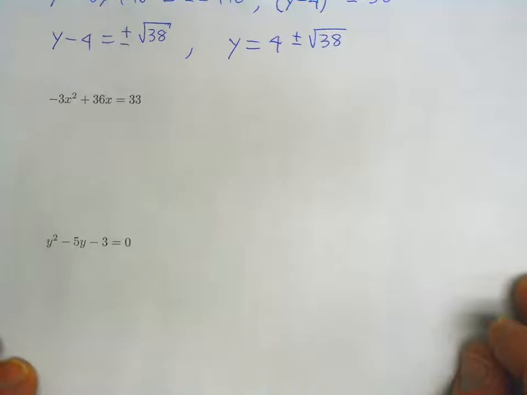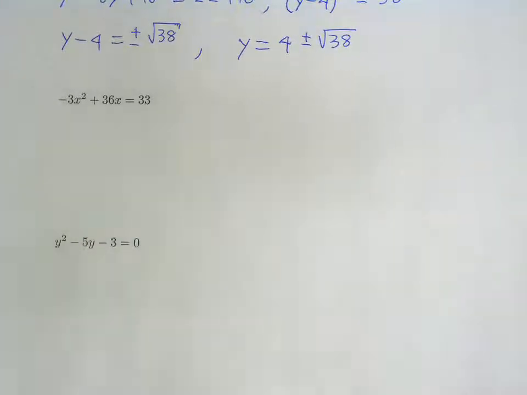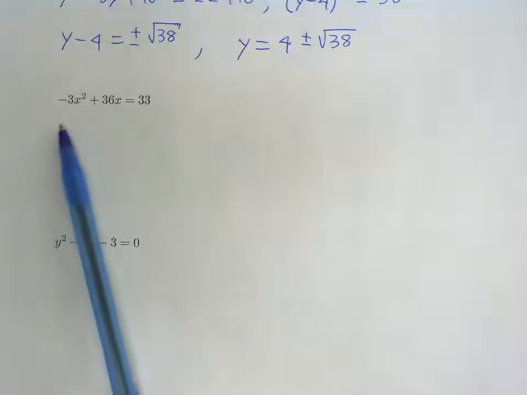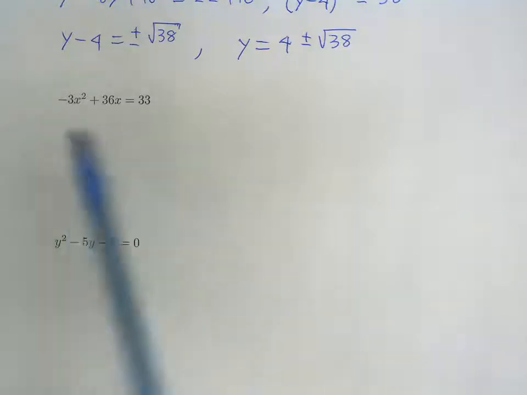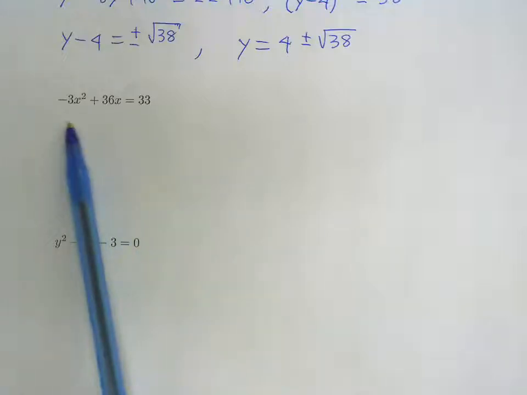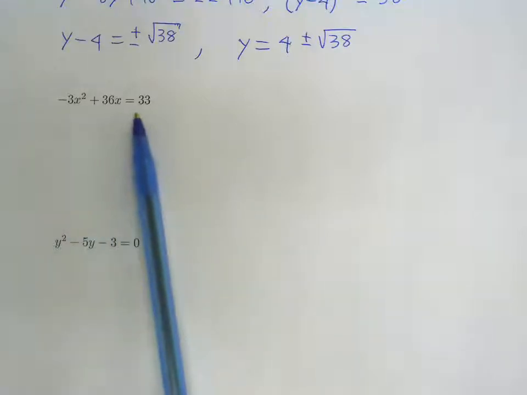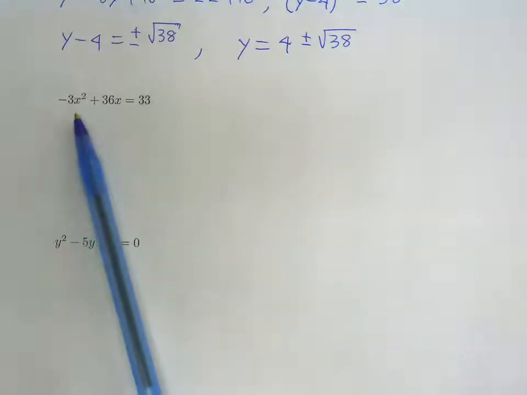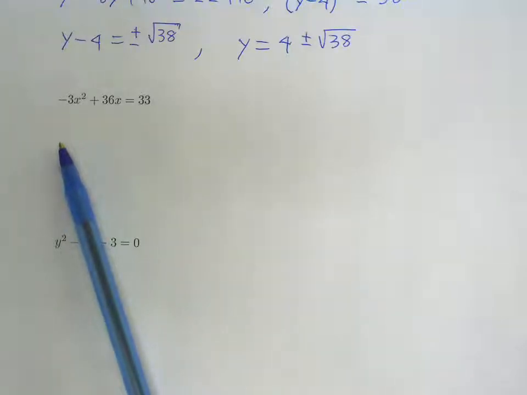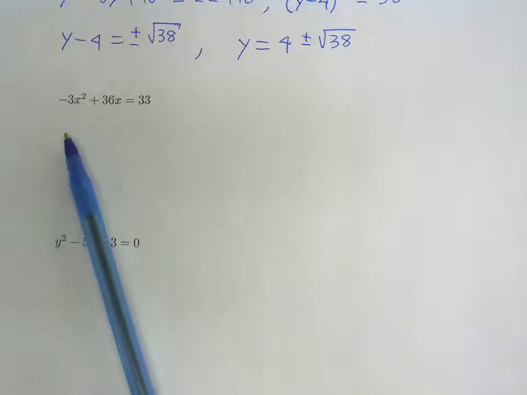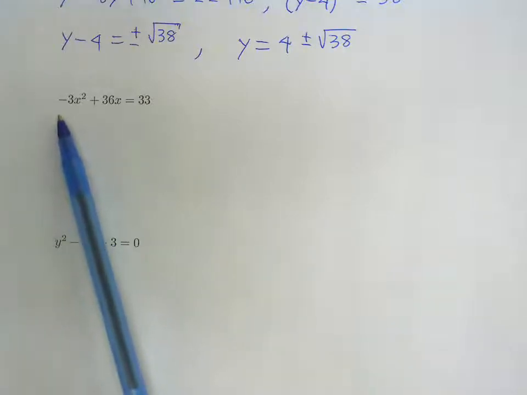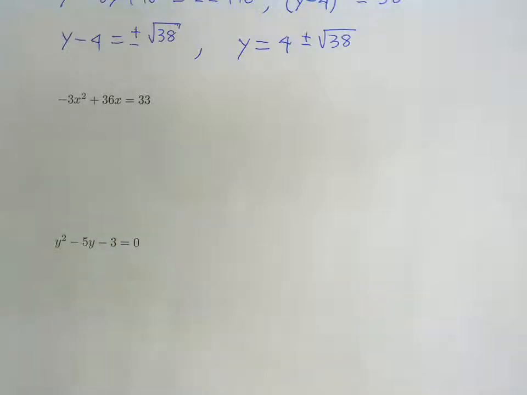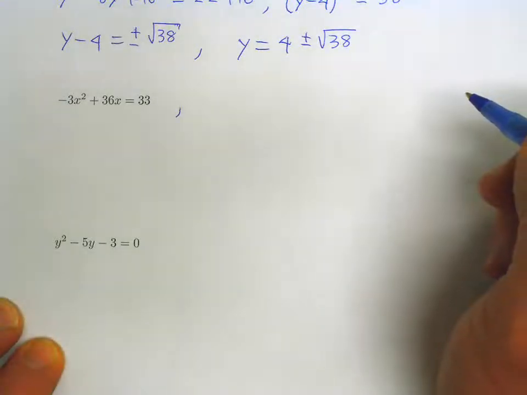So we haven't seen this situation yet. We have the quadratic equation. It's not in standard form, but it's still a quadratic equation: negative 3x squared plus 36x equals 33. This time the coefficient of x squared is not 1, so we want to get it into the position where we do have a coefficient of x squared that's 1. We can do that if we just divide every term on both sides of the equation by -3.